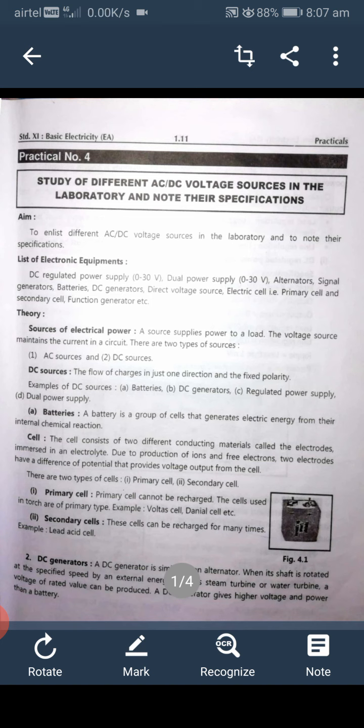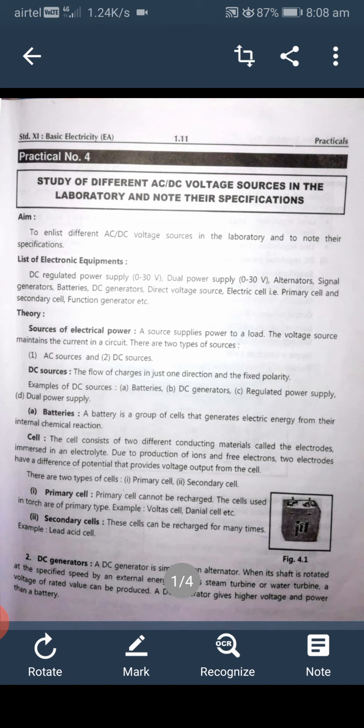The list of electronic equipment required for this experiment is: DC regulated power supply 0 to 30 volt, dual power supply 0 to 30 volt, alternator, signal generator, batteries, DC generator, direct voltage source, electric cell, that is primary cell and secondary cell, function generator, etc.